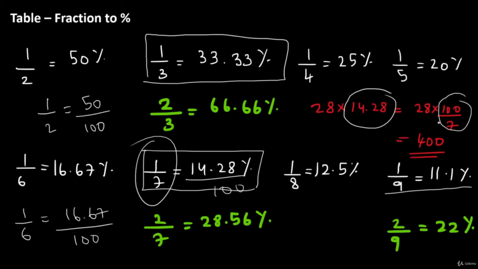So this becomes 28 into 100 by 7, and 28 and 7 have a common factor of 7. So we cut that out and we get that this is equal to 4 into 100, which is equal to 400. So 28 into 14.28 is approximately 400. And this is the fastest way in which you can do a lot of multiplications. And that's the added benefit of knowing the percentage equivalence of some important fractions.